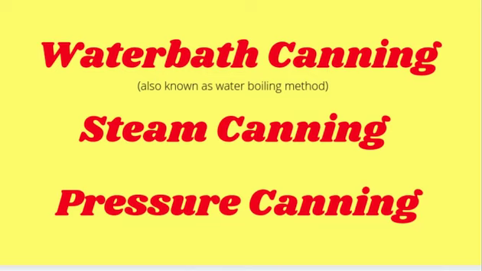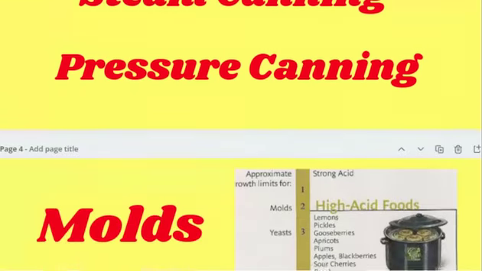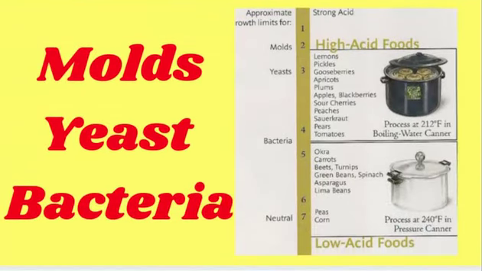What am I talking about? Well, let's back up and talk about foods and where they fall on what is known as the pH acidity scale. As I said, we have what are called low acid foods and high acid foods. The acidity of food affects whether you're going to use the pressure canning method, the water bath canning method, or the steam method. Here is a depiction of where various foods fall on what is called a pH acidity scale.